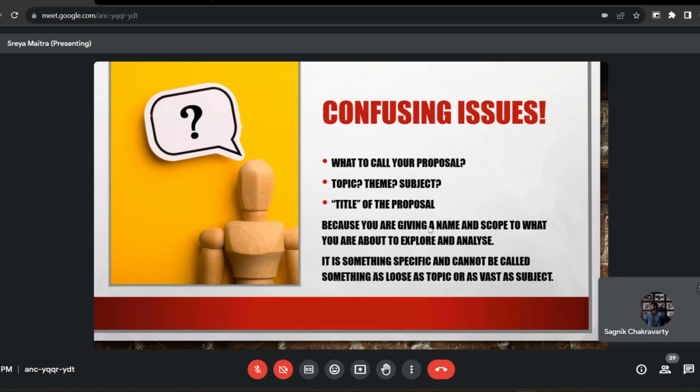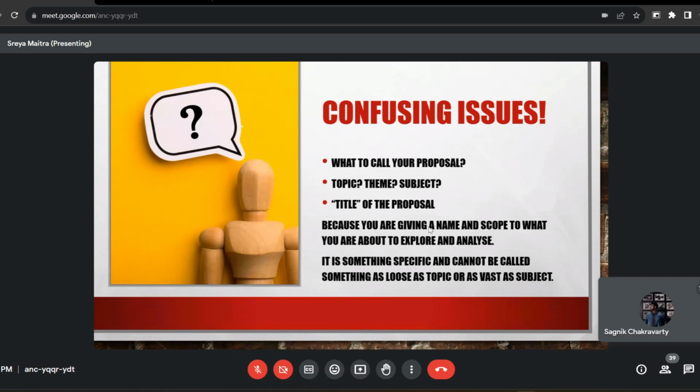You say title. What you write at the top of your research proposal is your research title. Why? Because you are giving a name and scope to what you are about to explore and analyze. It is something specific. It can't be something as loose as a topic. A topic can be anything. Like I said, NEP is a topic, but NEP can't be your research proposal title. And it can't be something as vast as a subject, so you can't put education policy as the title of your research proposal.